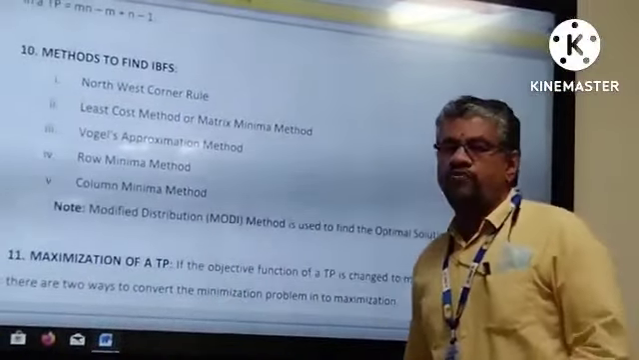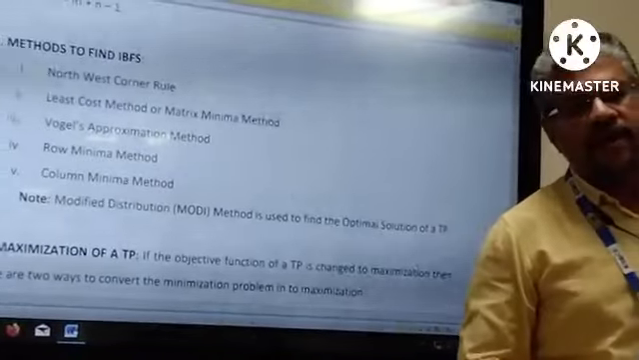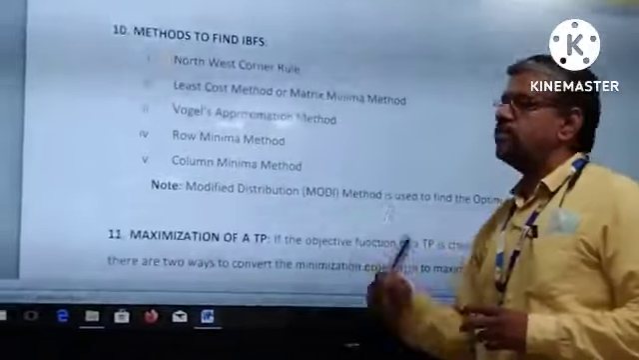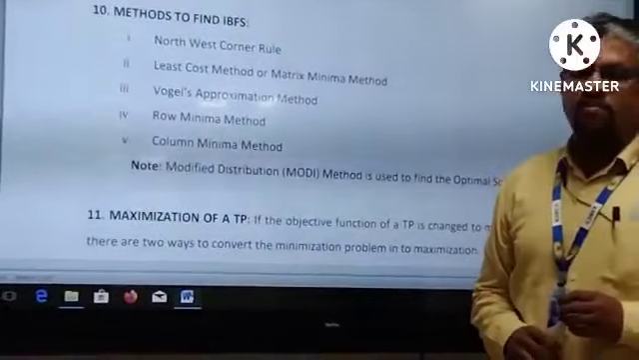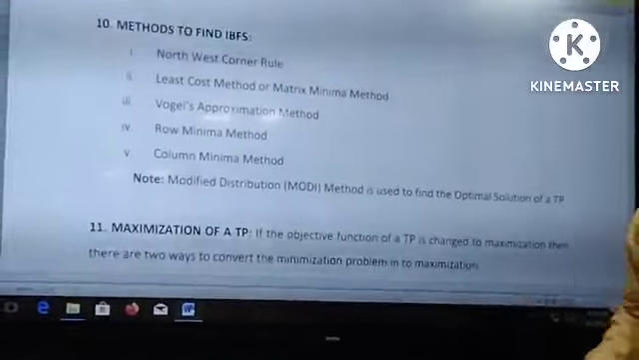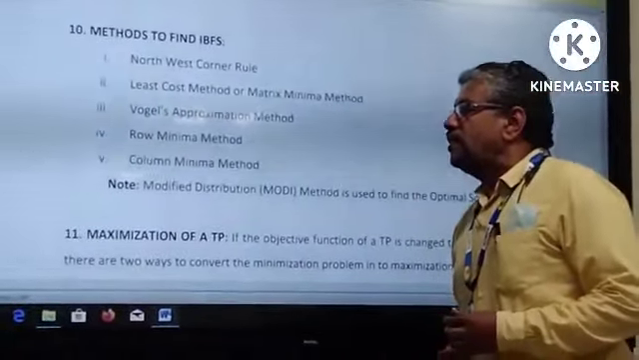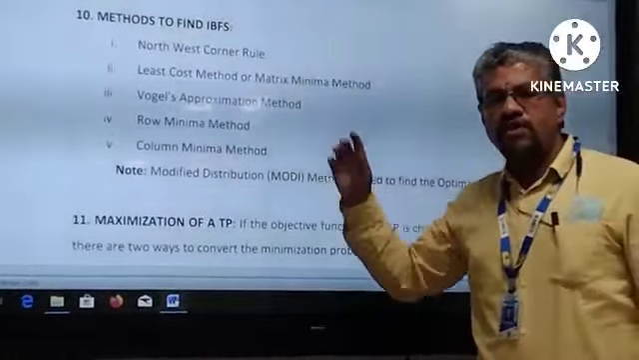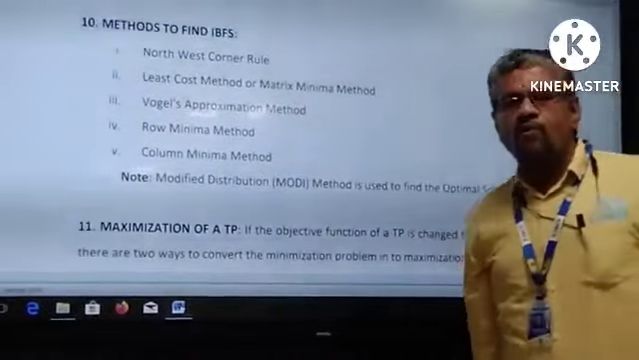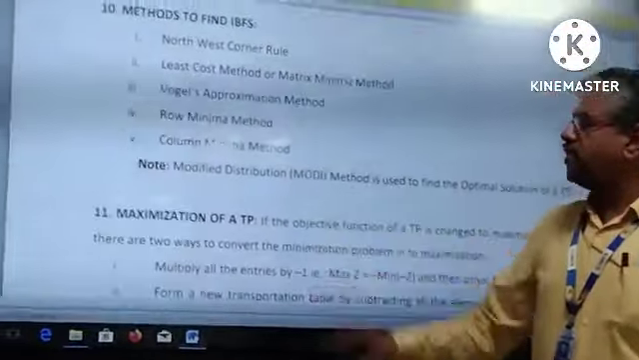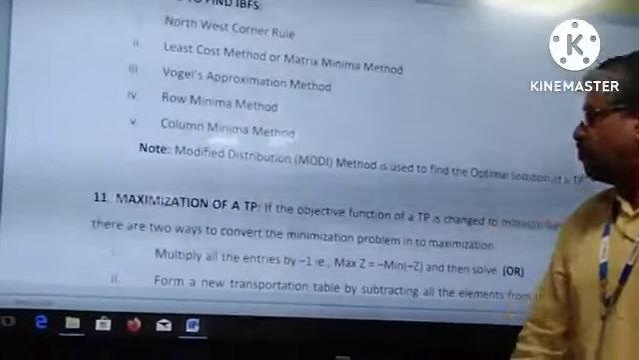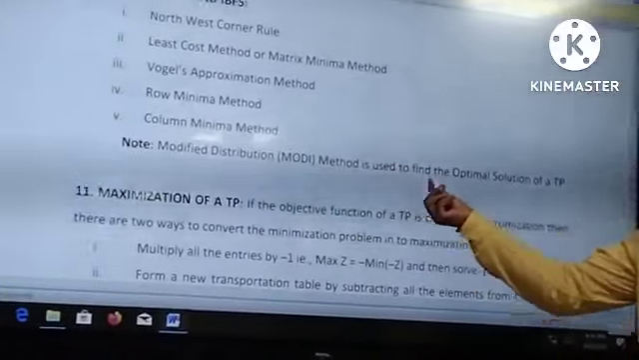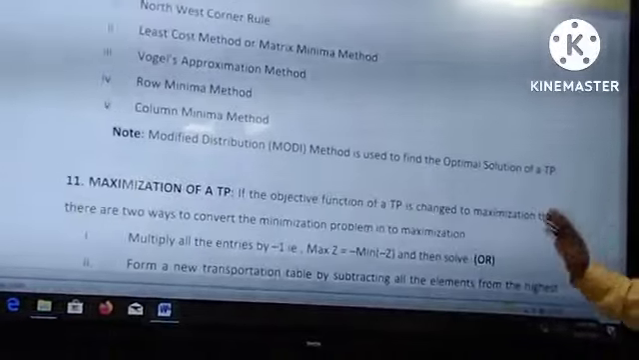There are about 5 methods to find the initial basic feasible solution of any transportation problem. Out of these 5 methods, we have only the first 3 methods in our syllabus. So we are going to deal with problems based on these 3 methods today. Right. One is the northwest corner rule. Second is the least cost method, otherwise known as matrix minima method. Third one is Vogel's approximation method, shortly known as VAM, and the row minima method and column minima method, which are not in the syllabus. The Modified Distribution method, MODI method, is used to find the optimum solution of a transportation problem.